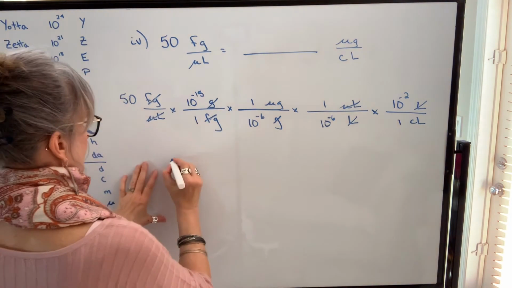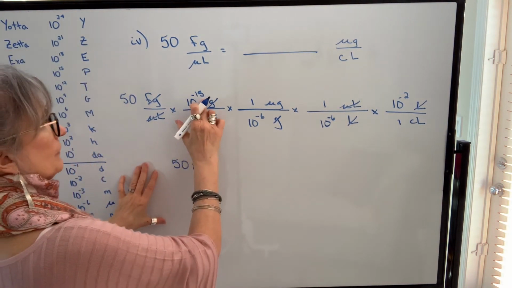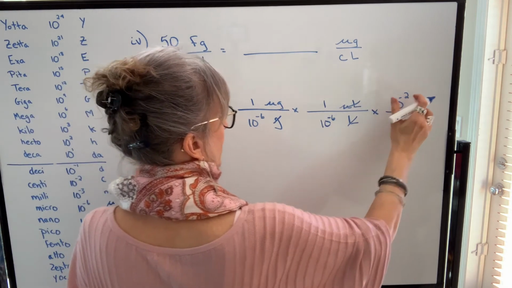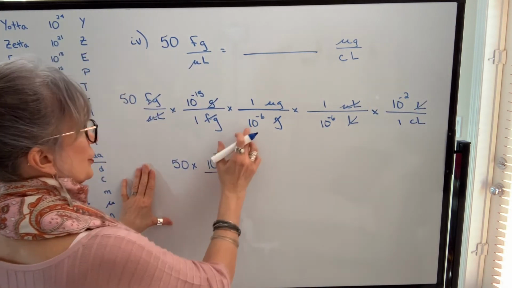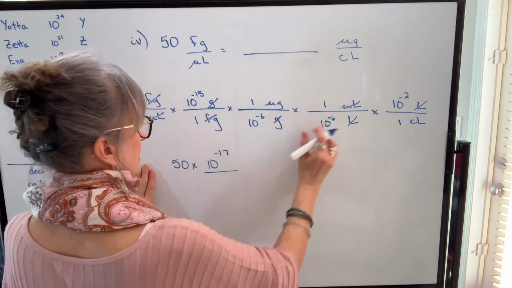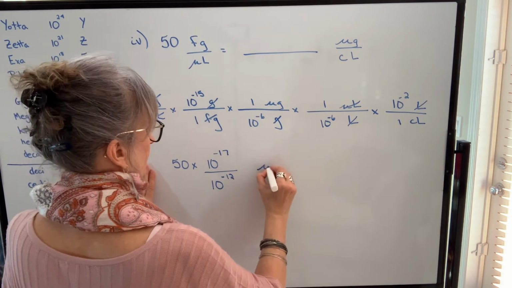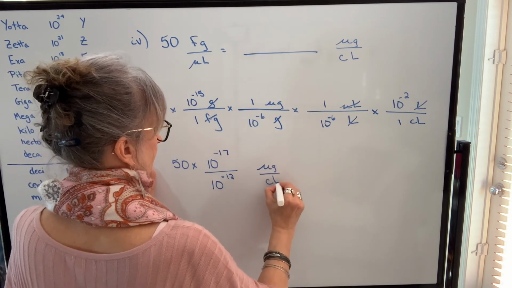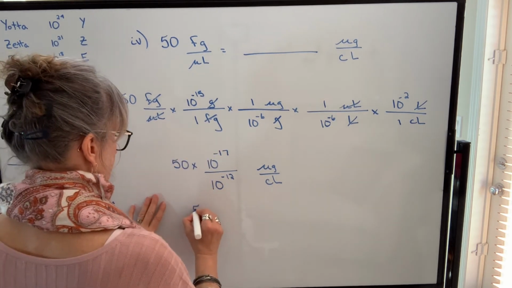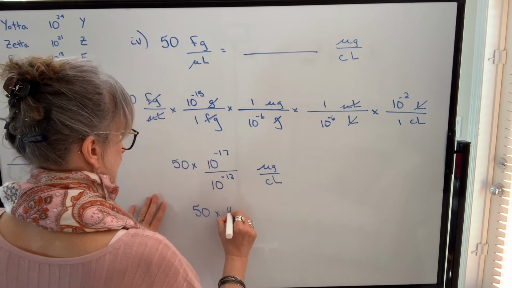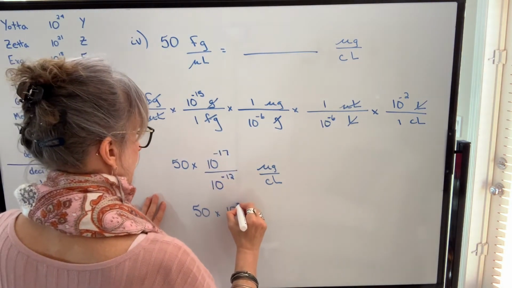Let's do the calculation. So it'll be 50 times 10 to the negative 15 times 10 to the negative 2. I add the exponents, so negative 17. In the denominator, I have 10 to the negative 6 times 10 to the negative 6, which would be 10 to the negative 12. My unit would be micrograms per centiliter. I simplify that by subtracting the exponents. So that would be 50 times 10 to the negative 17 minus a negative 12, which would be negative 5.